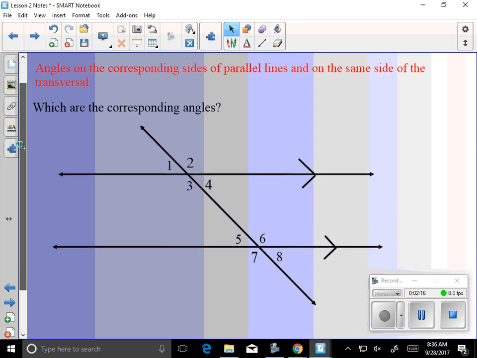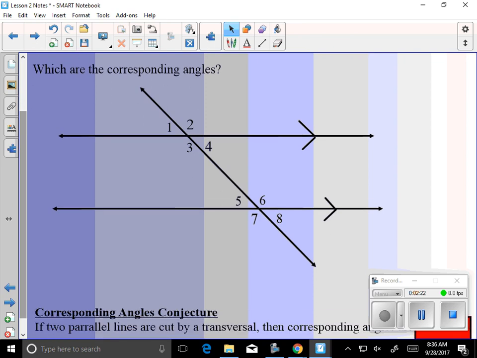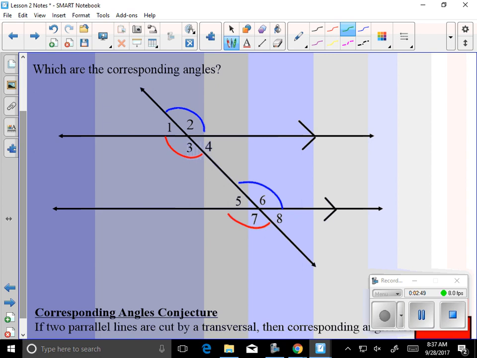Corresponding angles: angles on the corresponding sides of the parallel line and the same side of the transversal. So let's go above the parallel lines and to the right of the transversal. Oh, 2 and 6. Those are corresponding angles. Can somebody name another pair of corresponding angles? 3 and 7. Sweet. Thomas, you got one? 5 and 1. Yep. And then the last one, of course, will be 4 and 8.